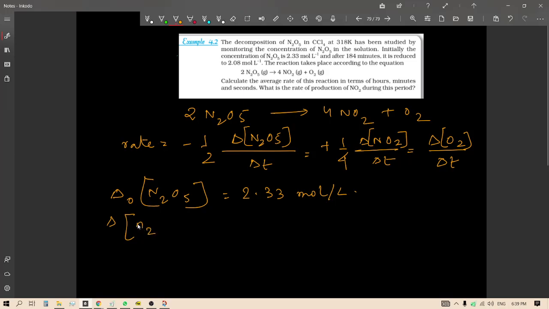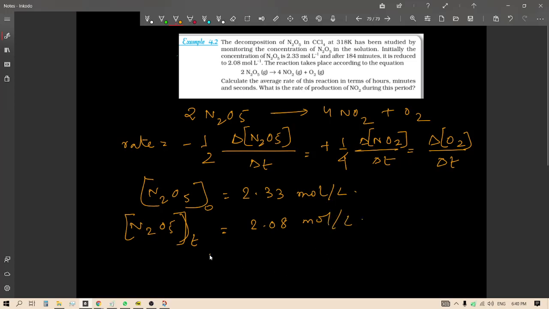Just write it N2O5 at 0. And this is N2O5 at time t is equal to 2.08 mole per liter. Check.